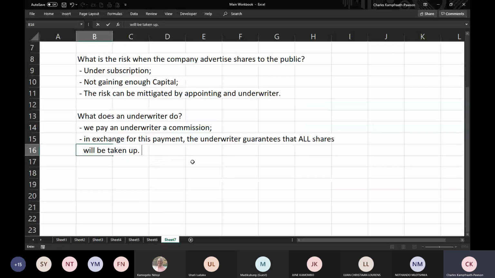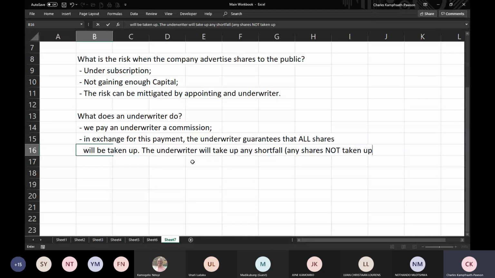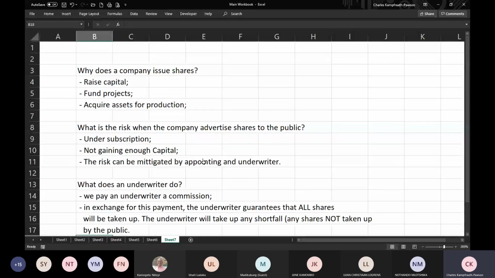How does he do that? The underwriter will take up any shortfall, any shares not taken up by the public. You guys must excuse me, there's spelling mistakes. I'm doing this as we speak.